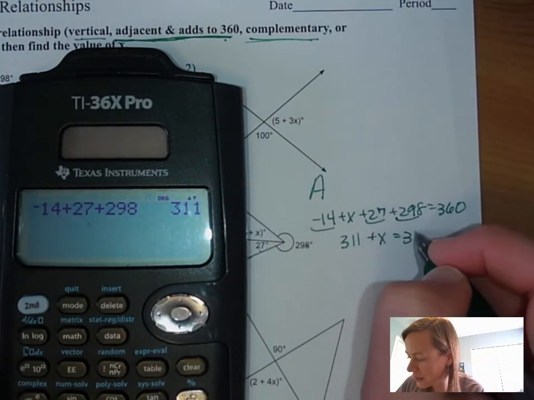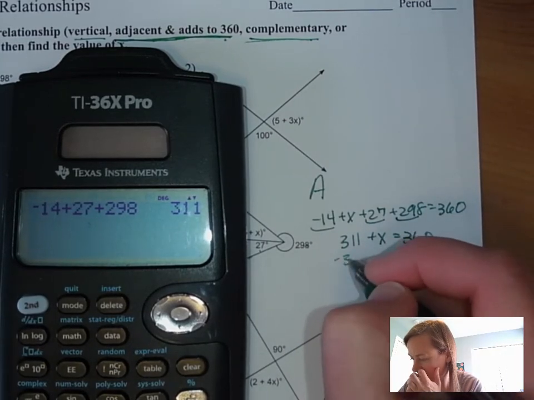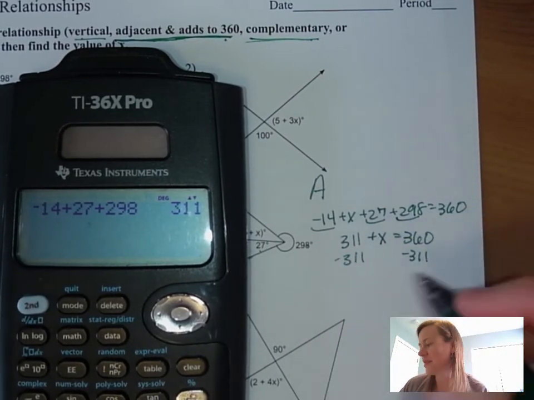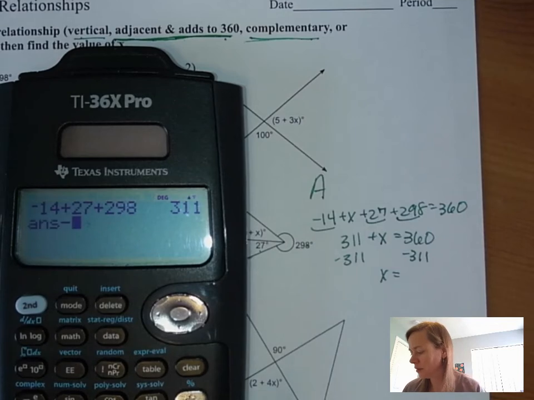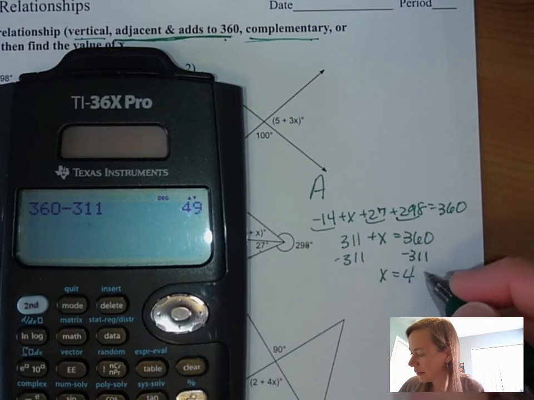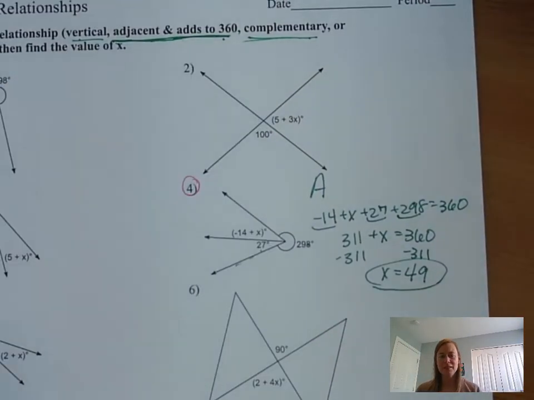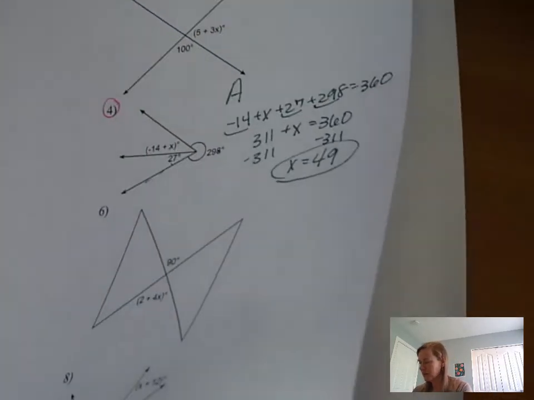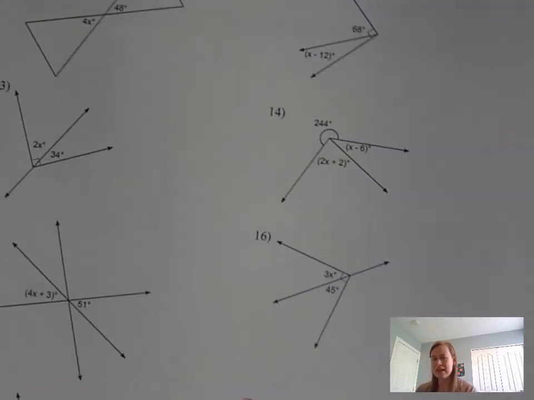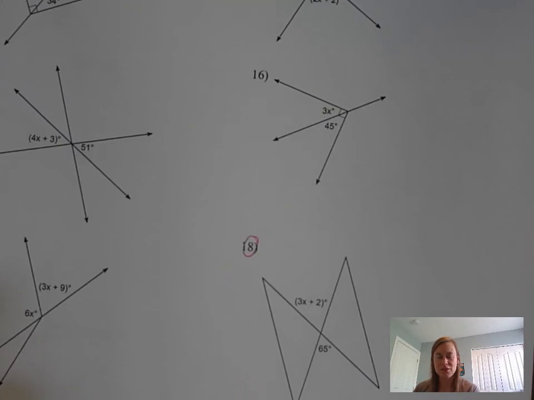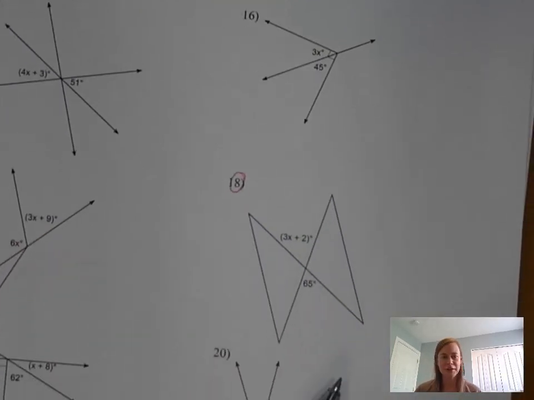Plus x equals 360. We're going to subtract that 311 from both sides, and you'll get x equals, whoops, I did that wrong. 360 minus 311 is going to equal 49. So you know that your x equals 49 there. Let's look at a different example. What if we went to number 18? I have the one kind of covered up there.